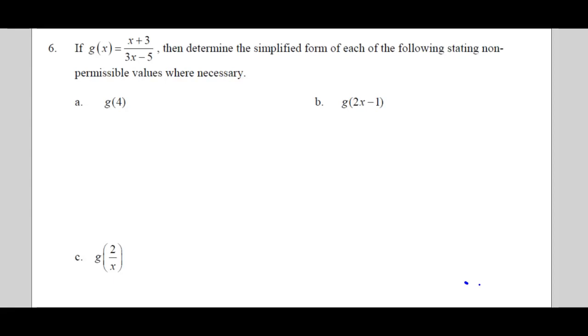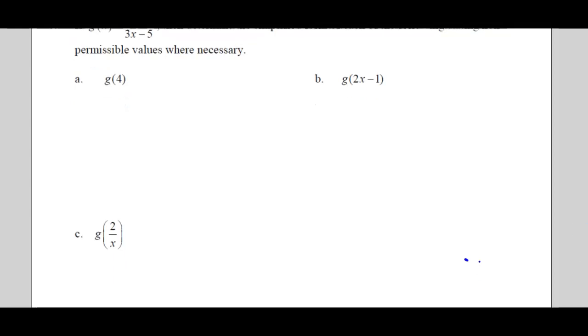Okay, so the beginning review starting at question 6. Again, like yesterday, I'm going to pick and choose. Now our function that we're given is a rational function. And it says determine the simplified form of each of the following and state non-permissible values.